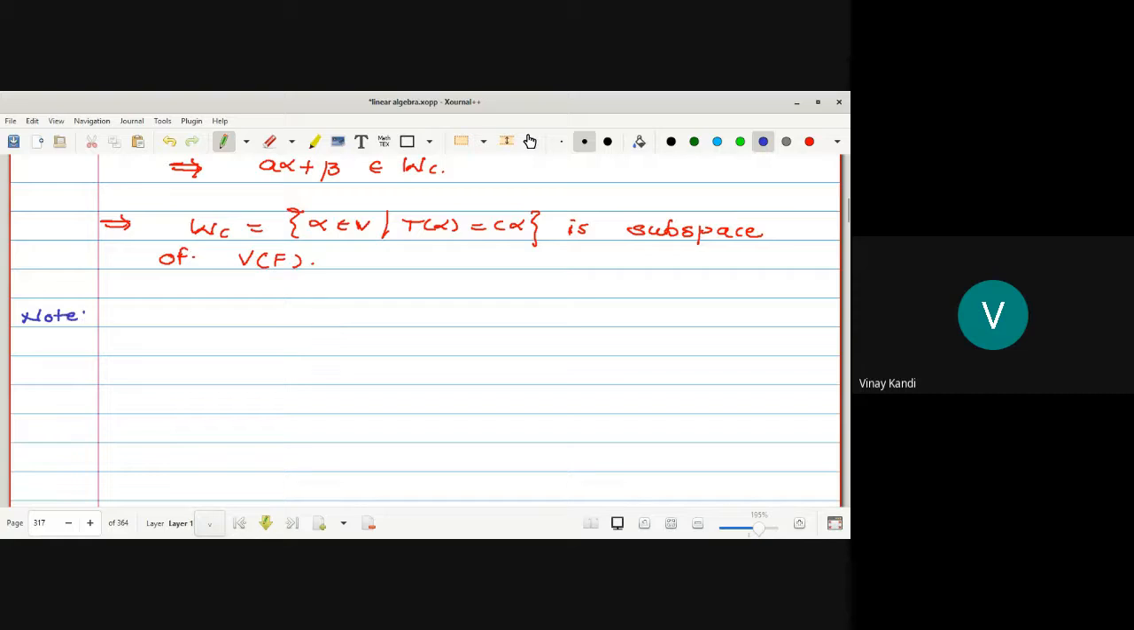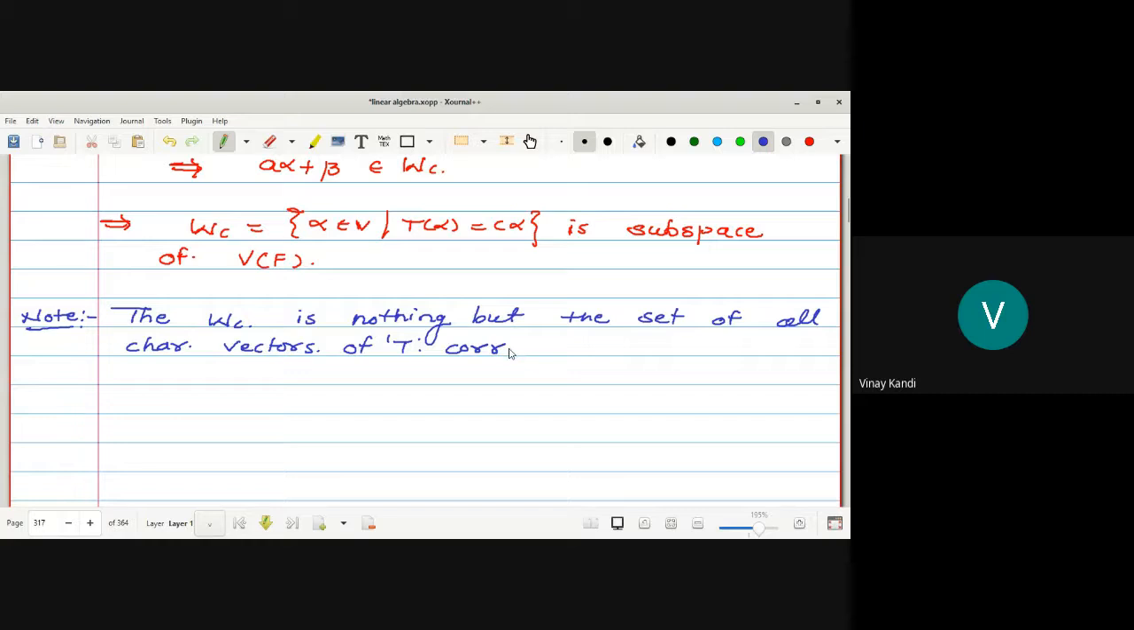First one. The set W_C is nothing but the set of all characteristic vectors of capital T corresponding to the characteristic value C, or eigenvalue C, provided W includes the zero vector.